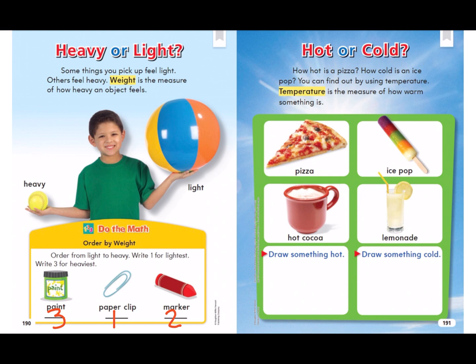Hot or cold? How hot is a pizza? How cold is an ice pop? You can find out by using temperature. Temperature is the measure of how warm something is. Down at the bottom, make sure you draw something that is hot and something that is cold.